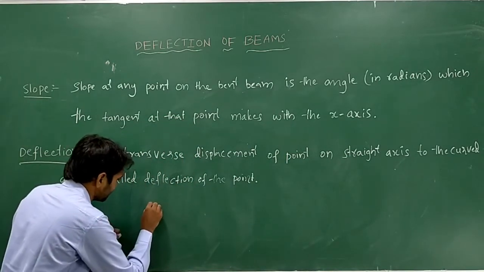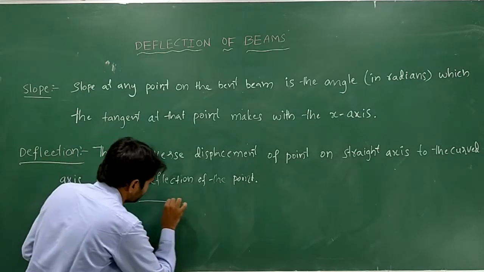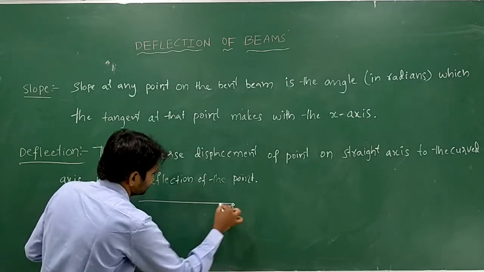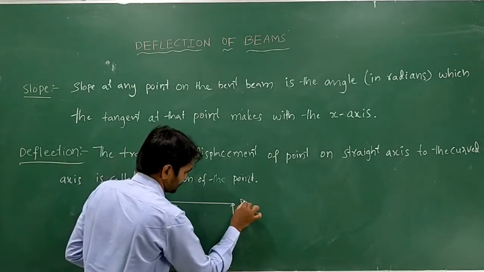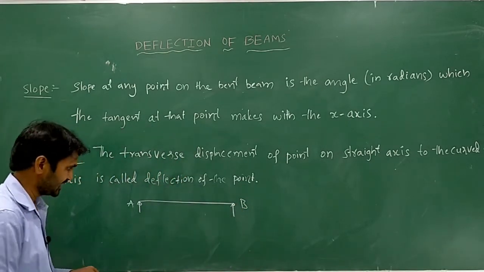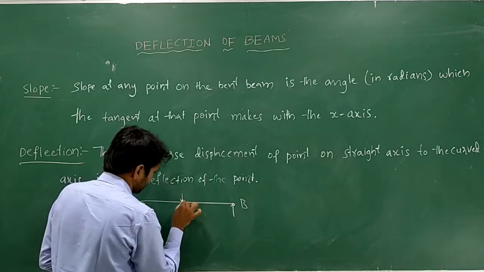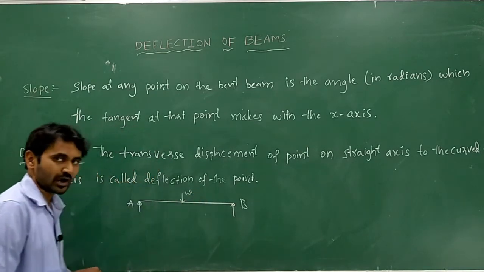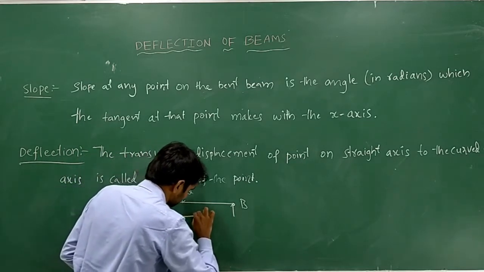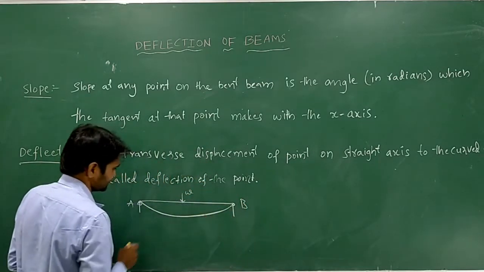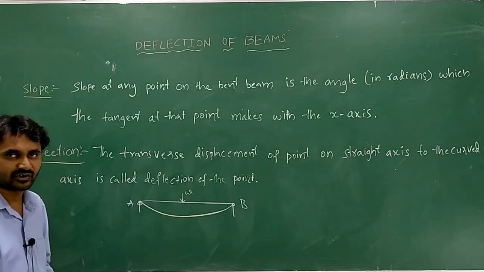I'll explain in a simple diagram what slope and deflection are. For example, let me take a simply supported beam AB where the load W is acting on it. How the beam is going to deflect, as we discussed earlier, is like this. Like this the deflection is going to occur.